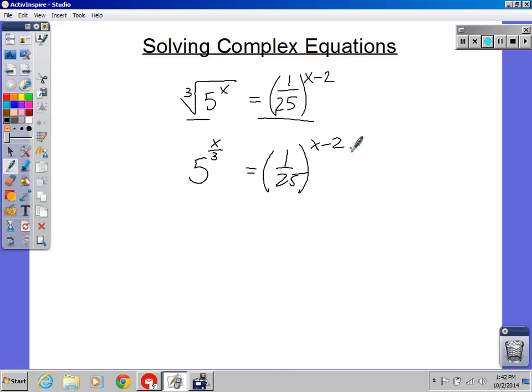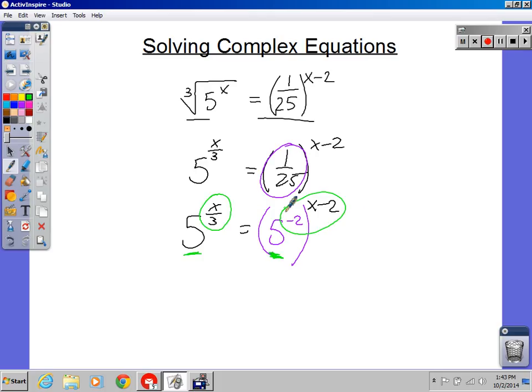Now, the only way I know how to solve this when I have x's in the exponent, besides a logarithm, which I'm not going to use today, is by writing common bases. So I'm going to write 1/25 as 5 to the negative second. Now, nothing else about this changes. I'm going to try to color code it accordingly. So the x minus 2 doesn't change. The 5 to the x over 3 doesn't change. The reason I'm doing this is because once my bases are the same, my exponents must also be equal.